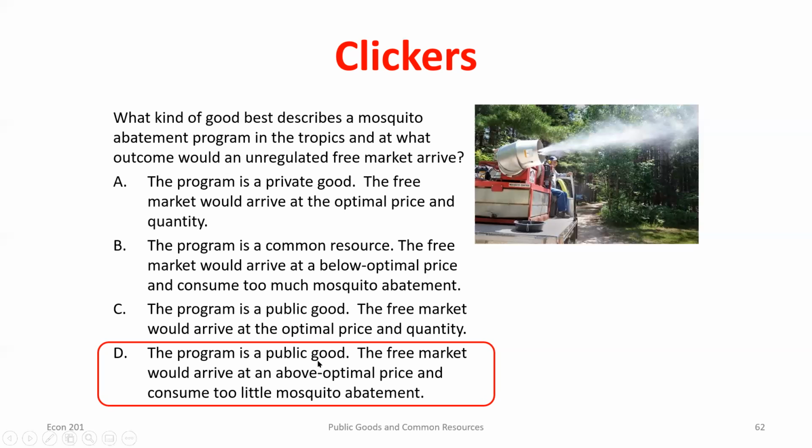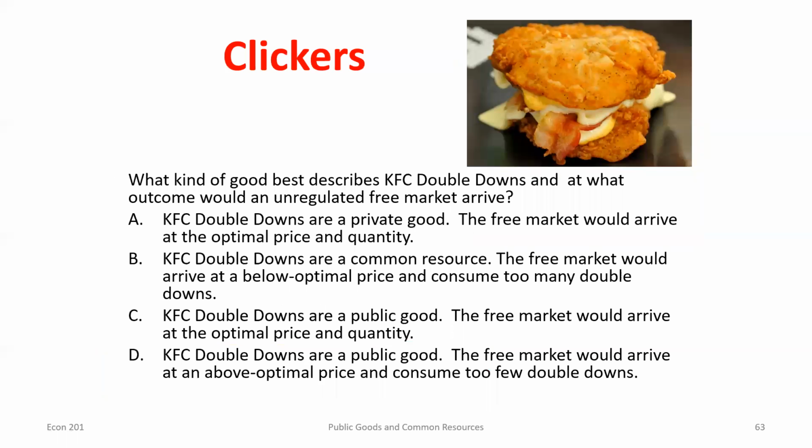So on these public goods and common resources, when it comes to the exams, we're really just going to be focusing on the quantity. I mentioned the prices here, but ultimately we're just worrying about the quantity. For common resources, we get a quantity consumed over the socially efficient point. For public goods, we see the quantity consumed be less than the socially efficient point.